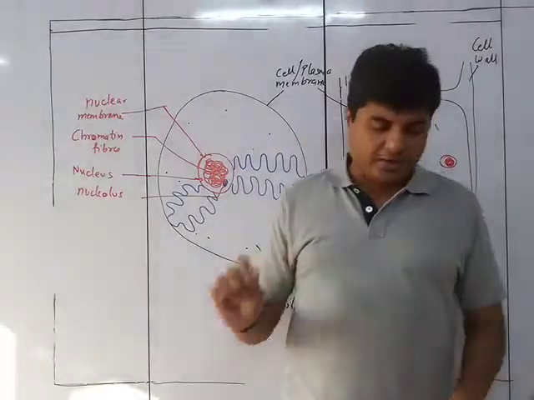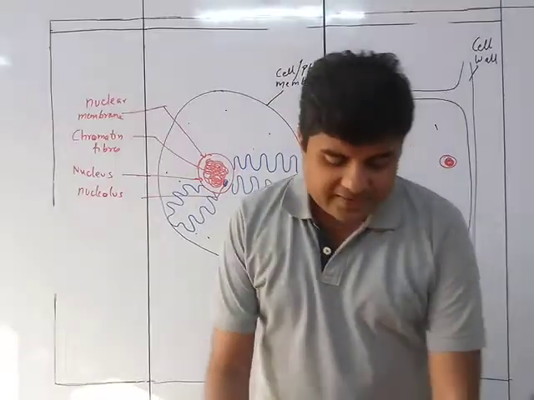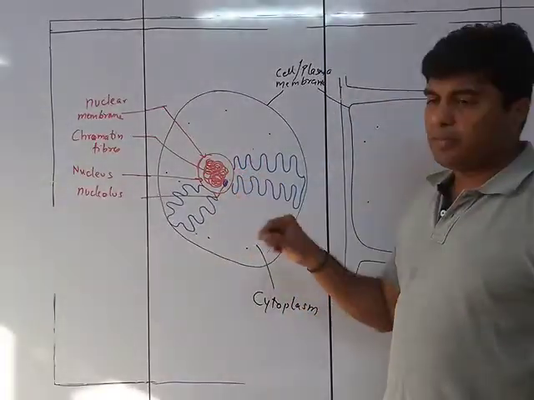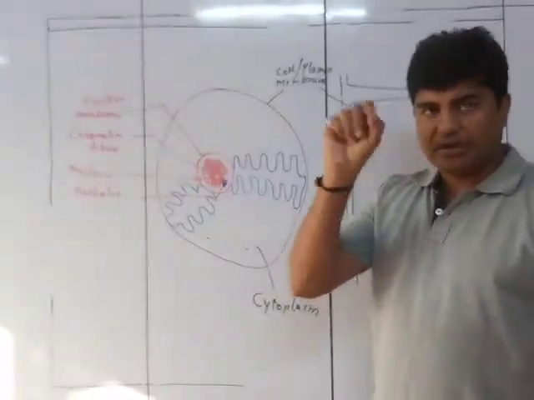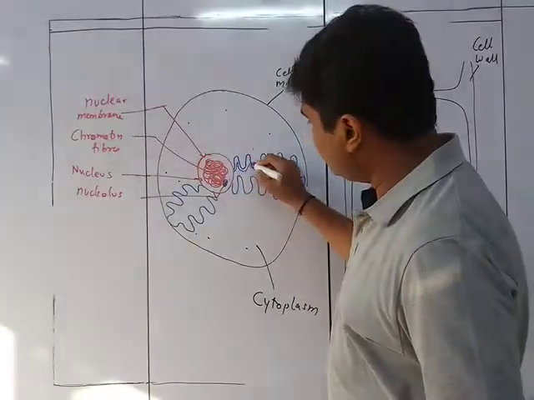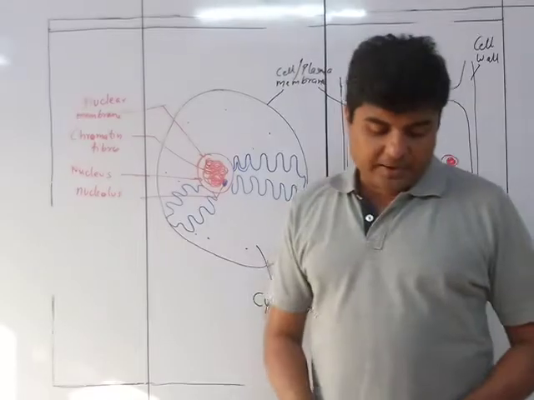So the endoplasmic reticulum is an irregular network of tubular double membrane. It is made up of double membrane. There are 2 membranes, so it will be like a double membrane inside. So this will be a double membrane.